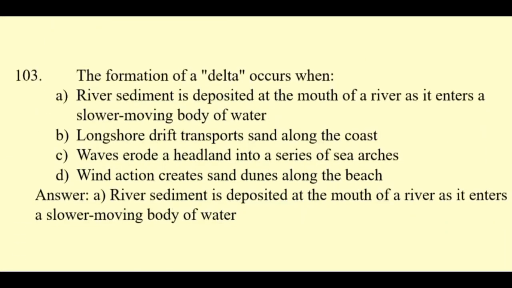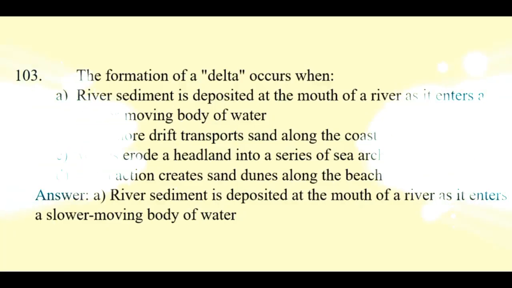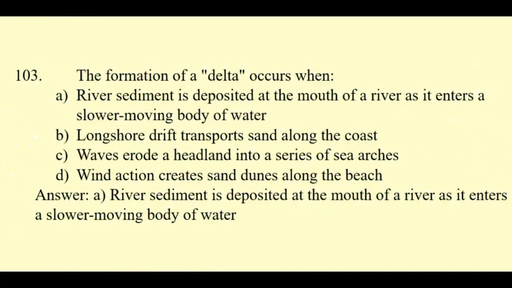Question 103. The formation of a delta occurs when river sediment is deposited at the mouth of a river as it enters a slower moving body of water. Longshore drift transports sand along the coast. Waves erode a headland into a series of sea arches. Wind action creates sand dunes along the beach. Here the correct answer will be river sediment is deposited at the mouth of a river as it enters a slower moving body of water.